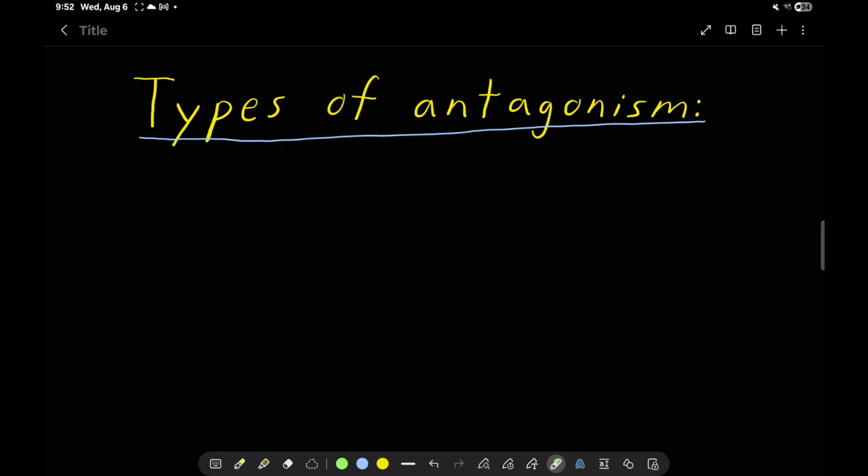We're going to learn about a bunch of different types and we're going to study the differences between all of them. Let's go.